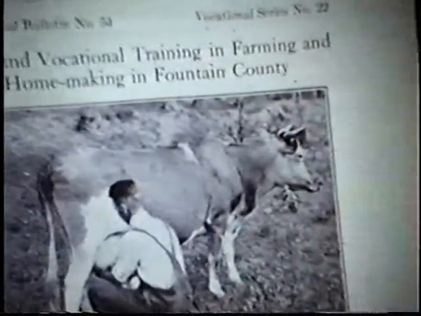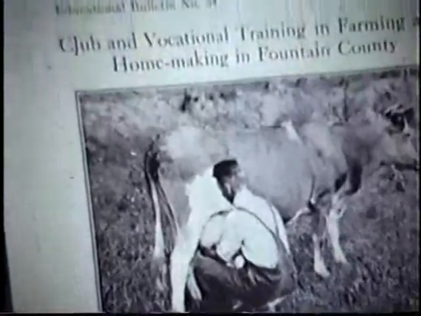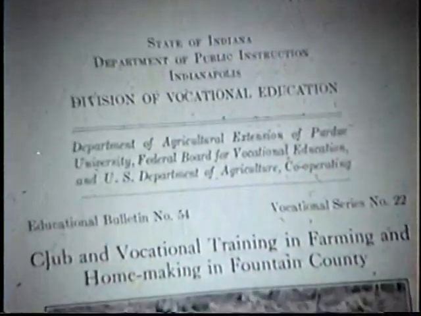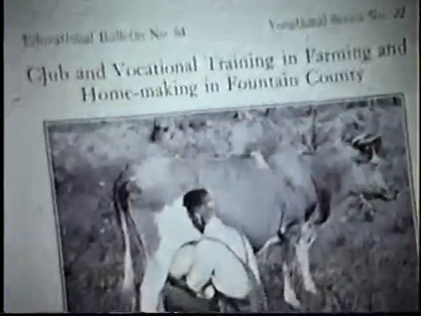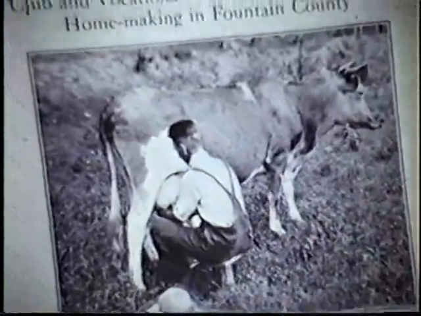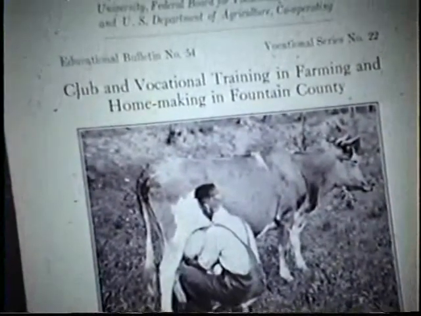Here, note the title of this bulletin was printed in 1922, put out by the Department of Public Instruction, Division of Vocational Education, Department of Agricultural Extension of Purdue University, Federal Board for Vocational Education, and U.S. Department of Agriculture cooperating. And the title of the bulletin, Club and Vocational Training in Farming and Homemaking in Fountain County. This boy is Ed Mallett, who had graduated from high school in vocational agriculture and had 6 years of club work before that. And this cow is the foundation animal for developing a purebred Guernsey herd for him and his family.